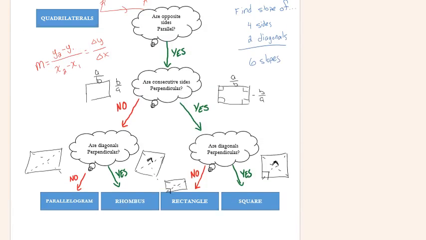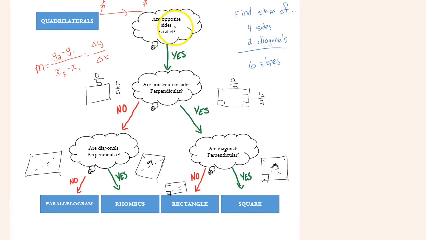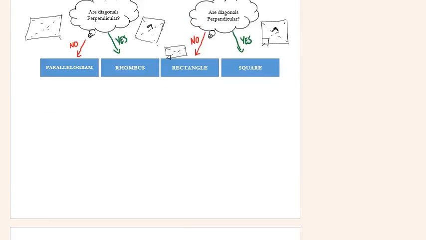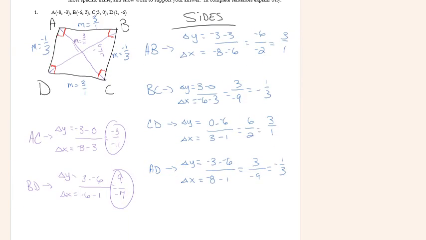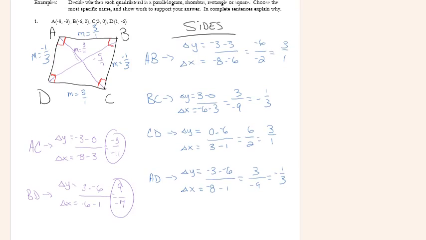So what can we conclude? Our opposite sides are parallel, the consecutive sides are perpendicular, but the diagonals are not. That shape is a rectangle. And that's the conclusion we can make, and we've shown our mathematical evidence that we need. It says to explain in a complete sentence why. Show your work to support your answer. Here's our work.